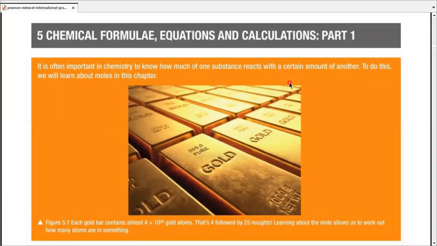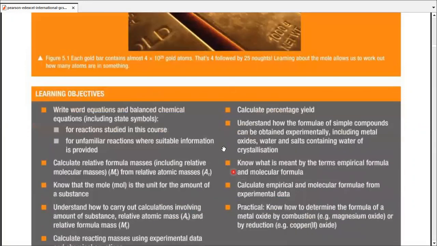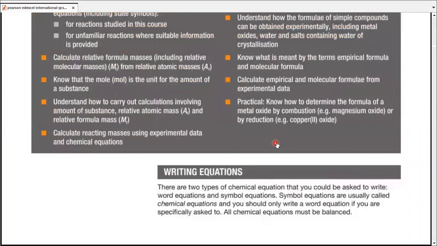So chapter number 5, chemical formulae, equations and calculations, part 1. Okay, what we do is that we start with chemical equations, their types, and how to write them as the first thing in this chapter.